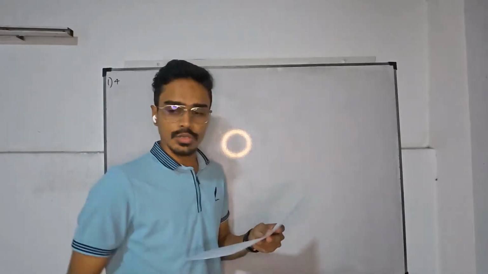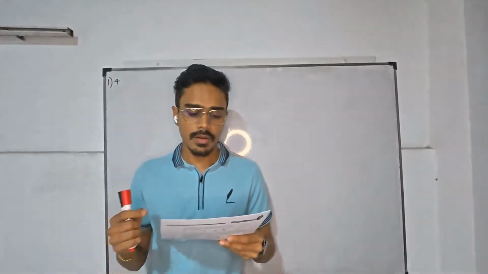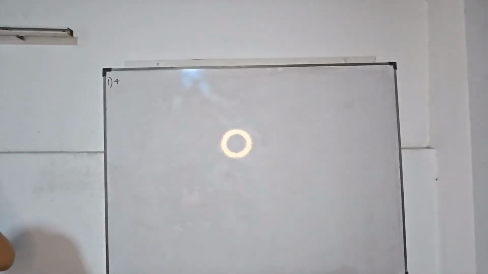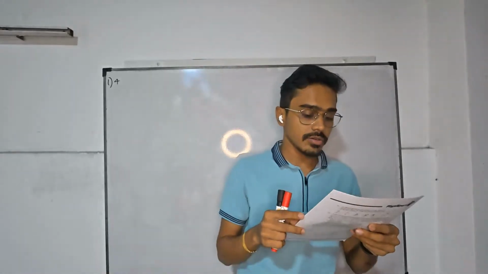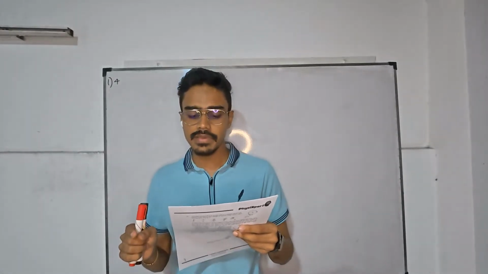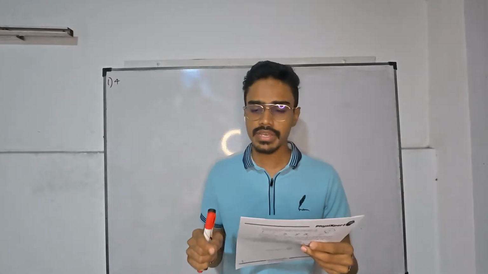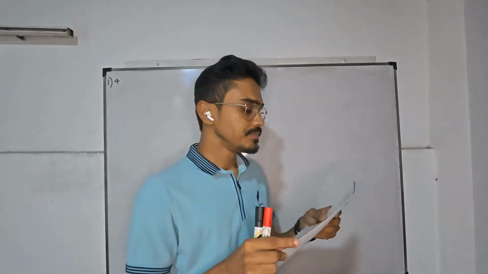Question 2. Two particles A and B are moving in concentric circles. Concentric means they have a common center. Concentric circles of radii RA and RB, such that their periods of rotation are the same. The ratio of the centripetal acceleration of A to the centripetal acceleration of B is?